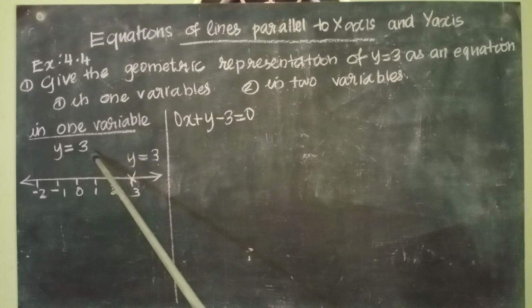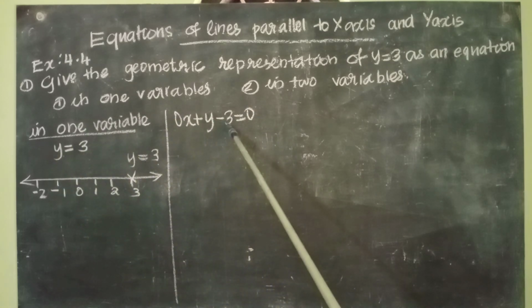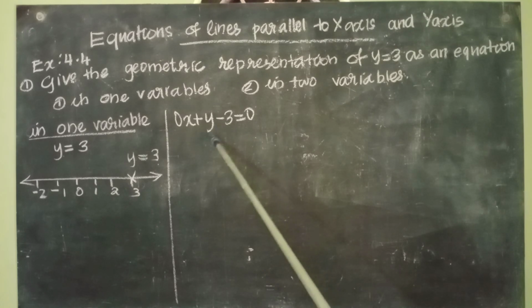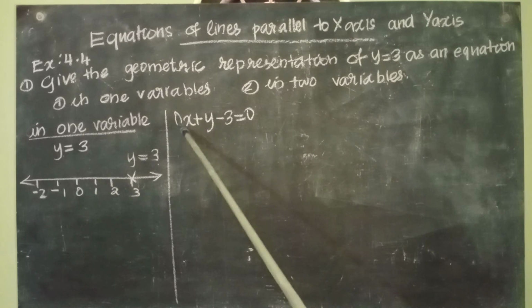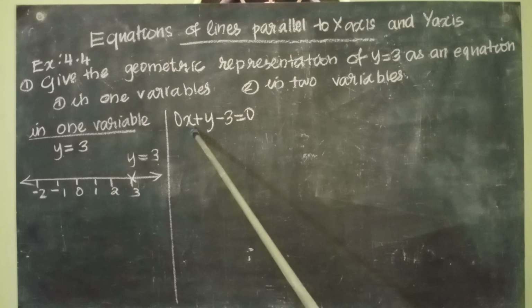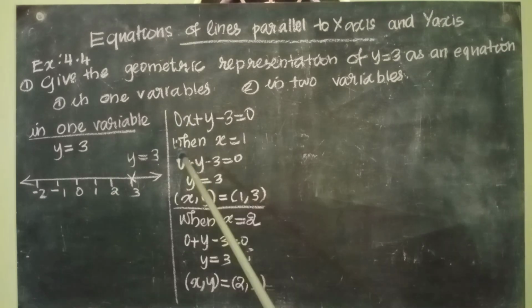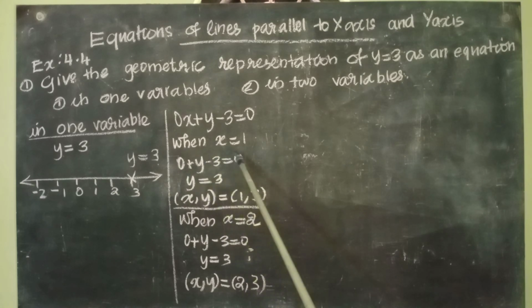3 is in the right side. If we take it to the left side, it becomes minus 3. Now we can find out the solutions. Here it is 0x, so we can try different values for x. When x equals 1, 0 plus y minus 3 equals 0, y equals 3. Therefore, (x, y) equals (1, 3).